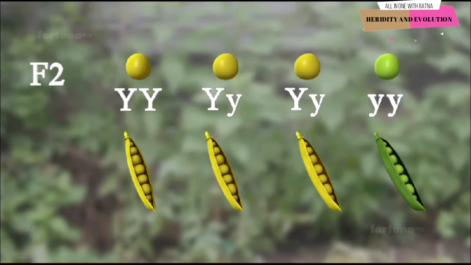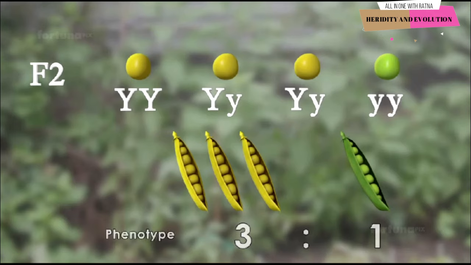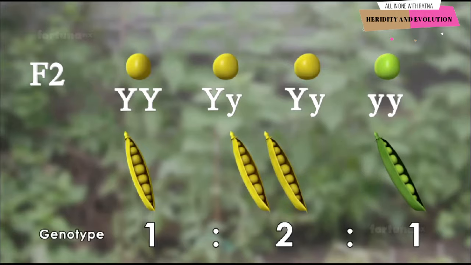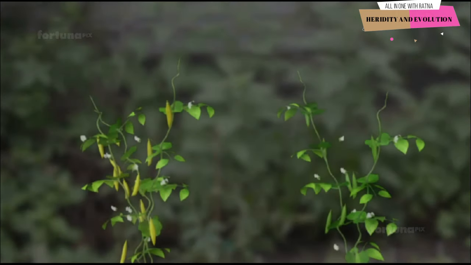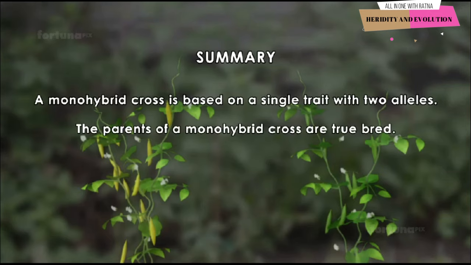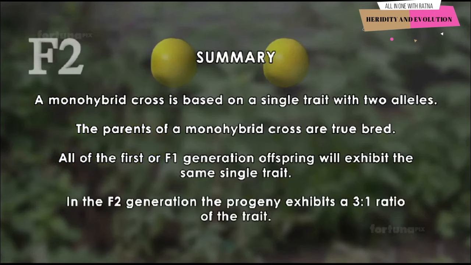Thus, the Mendelian ratio for a monohybrid cross is 3:1 when looking at phenotype and 1:2:1 when looking at genotype. Summary: a monohybrid cross is based on a single trait with two alleles. The parents of a monohybrid cross are true-bred. All of the first, or F1, generation offspring will exhibit the same single trait. In the F2 generation, the progeny exhibits a 3:1 ratio of the trait.